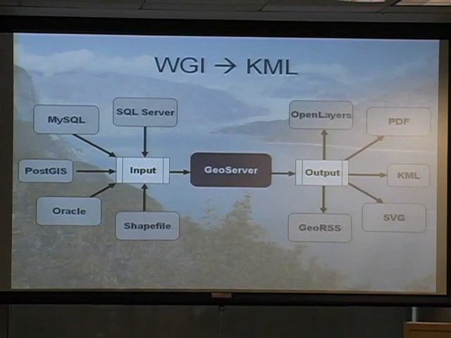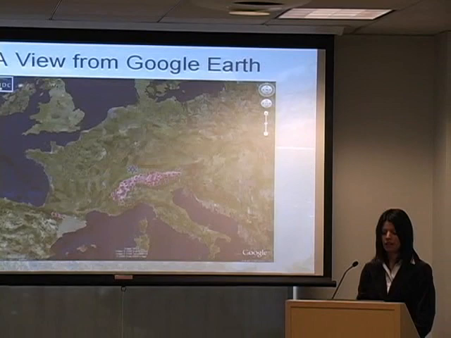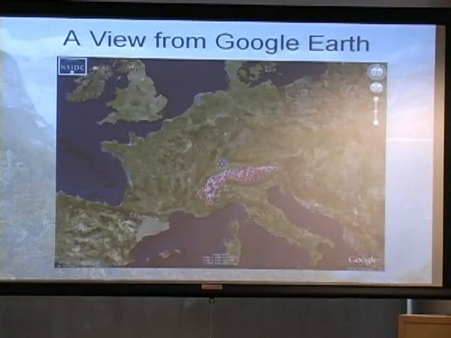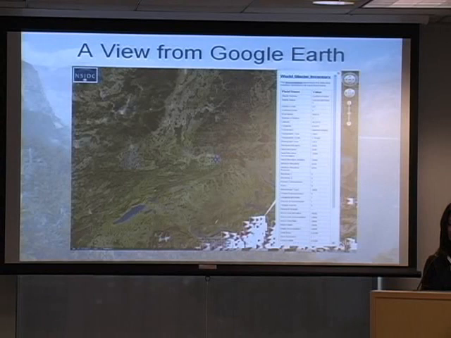Here's a quick view from Google Earth of our World Glacier Inventory, and I've zoomed in on Europe. I've added a little place mark here for the overview to give you context for what we're looking at. And then we have little red arrows, and each red arrow represents a glacier in our World Glacier Inventory. You can zoom in a little bit, and zoom in a little bit more. And you can click on one of these icons, and it gives you information about the data, and this is pulled dynamically from the database.